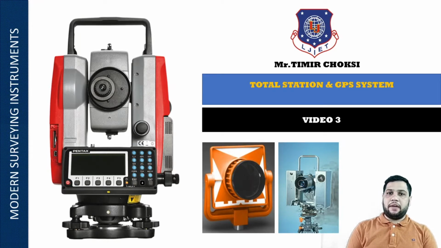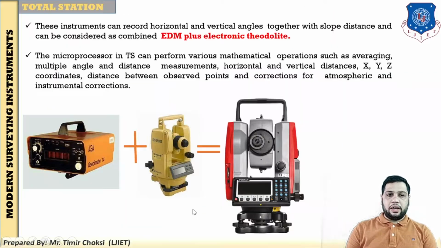In this session I will explain the total station, its uses, key features, types of total station, and the GPS system. First, the introduction and definition of the total station. A total station is a combination of electromagnetic distance measurement, meaning EDM, plus an electronic theodolite. So it is a combination of EDM and electronic theodolite.